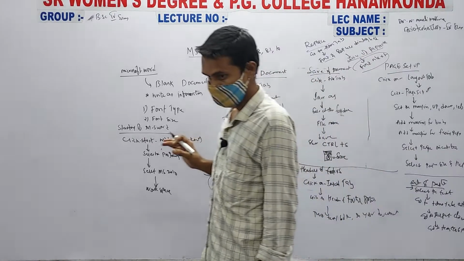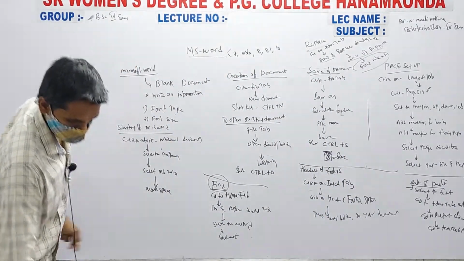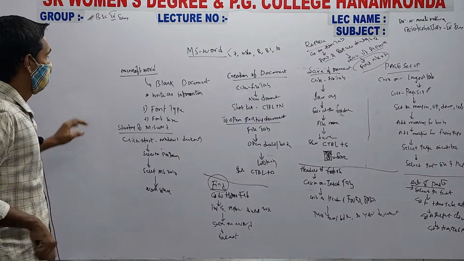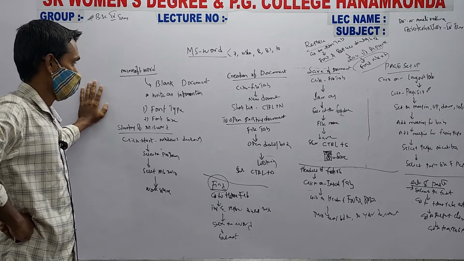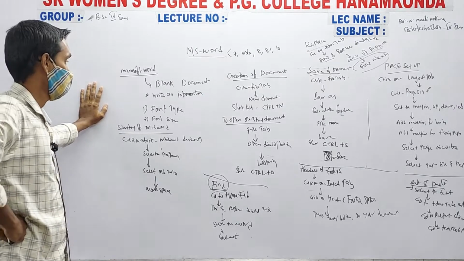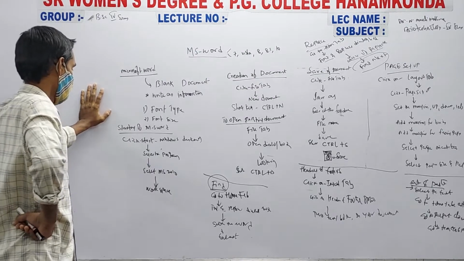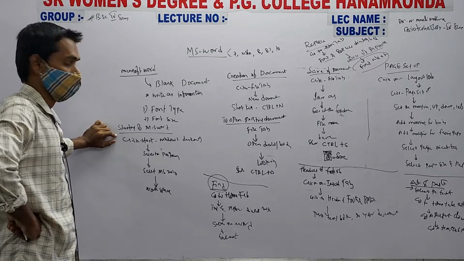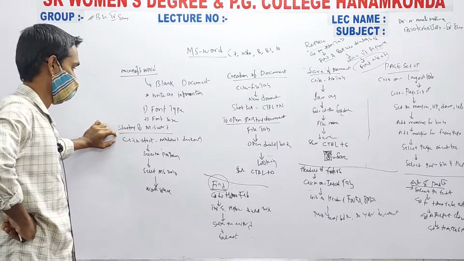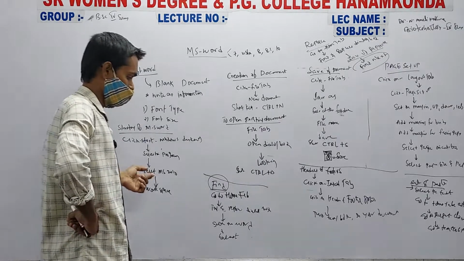So these are the basic symbols of MS Word. To start with, Microsoft Word is a blank document which is used to write documents with different options. To start MS Word, click the Start button, which is present on the Windows desktop at the bottom left corner.